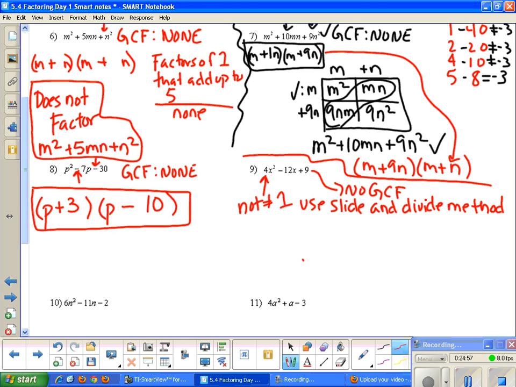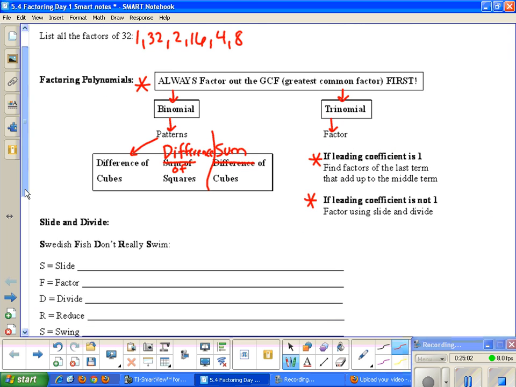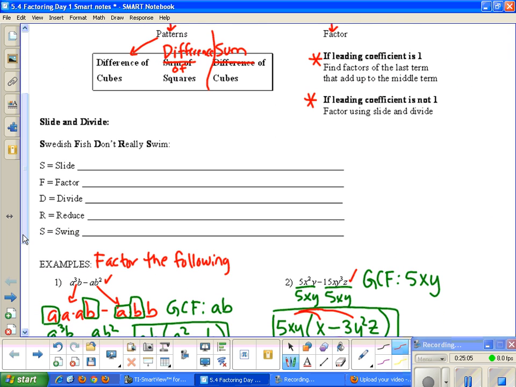And you're saying, what is the slide and divide method? So let's go back to the other side of our paper. Slide and divide. Now, I use this mnemonic device, which is Swedish fish don't really swim. So if you know what those little candies are, those candies are the Swedish fish, and they don't really swim because they're candy, so they're not actual real fish. So we use this mnemonic device and we take the first letter for each word. So S, F, D, R, S. So S stands for slide, F stands for factor, D divide, R reduce, S swing.